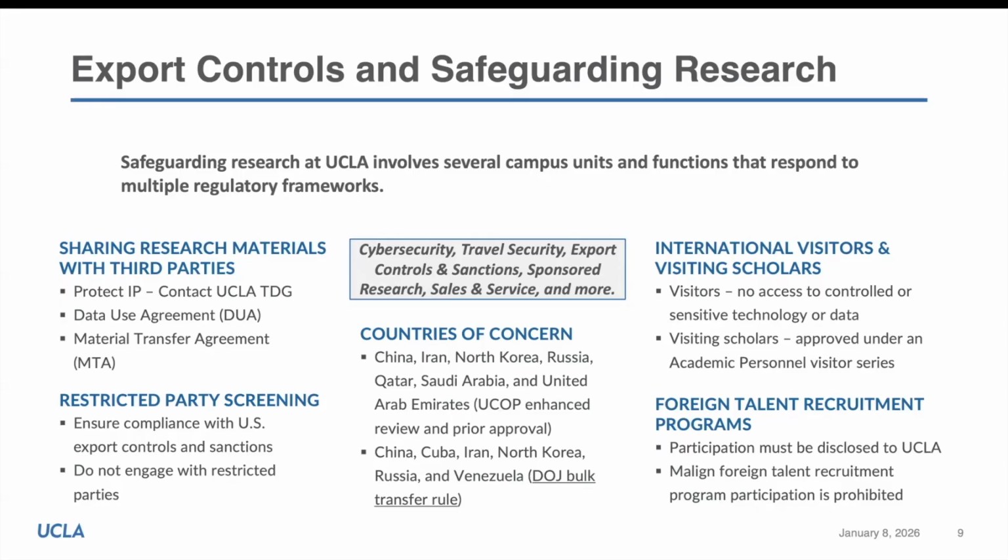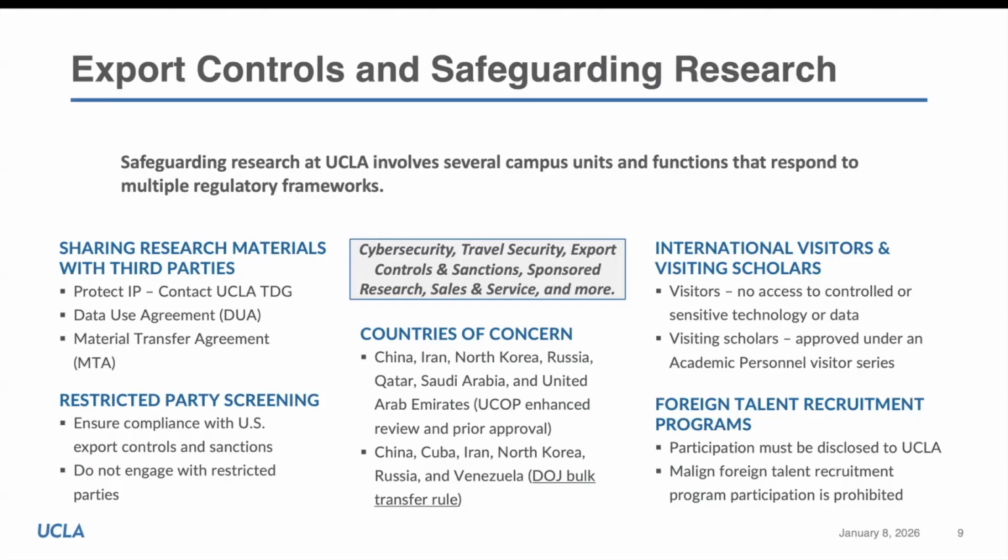They're just grouped here: obviously sharing research materials with third parties, with international entities. That can be something that would touch on research security. That's why we have colleagues in TDG, for example, that would help us with data use agreements or material transfer agreements, ensuring we have the right terms and conditions in place, that everybody is transparent and understanding of what's being shared and to whom and for what reason.